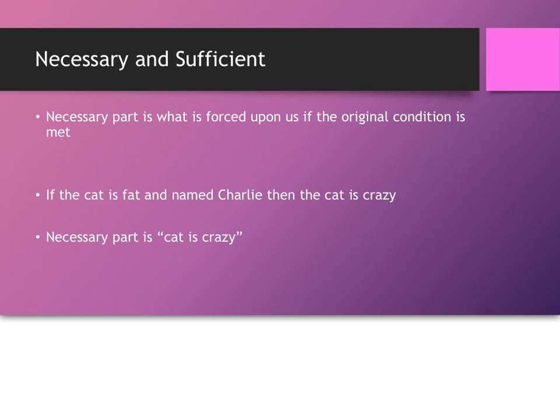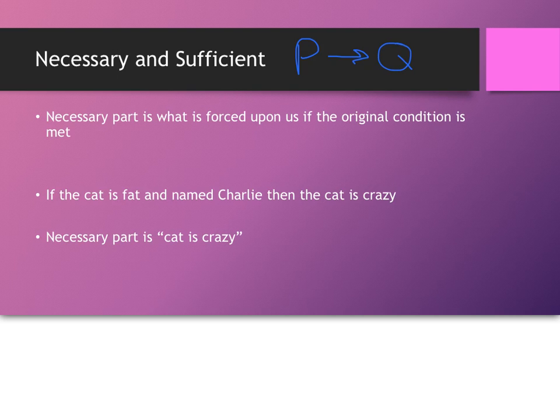Now, notice that there's two parts to every if-then statement. Okay? There's the first part, and there's the second part. Okay? And just again, we'll do this in notation a bit. We have the if-then statement, P implies Q. If P, then Q happens. Okay? So, these two parts are called the necessary and sufficient parts. Okay? Be very careful about these.